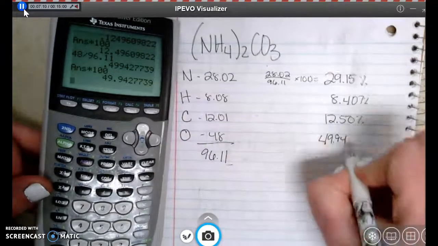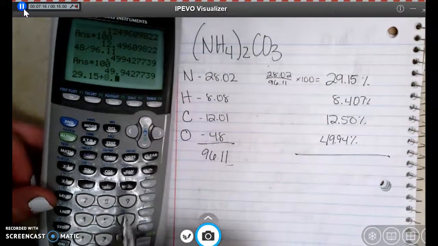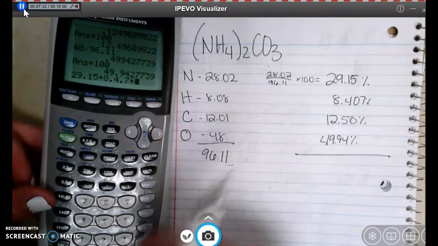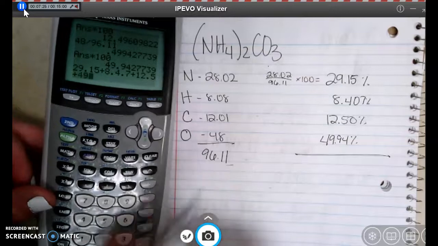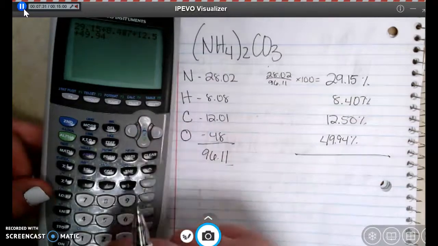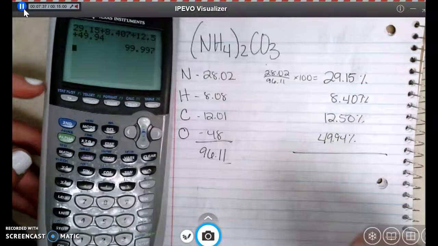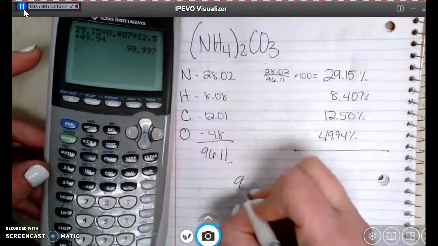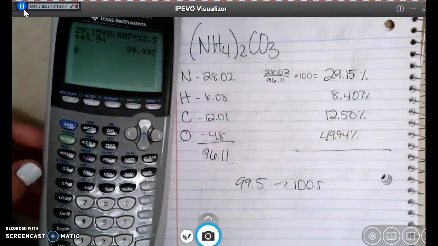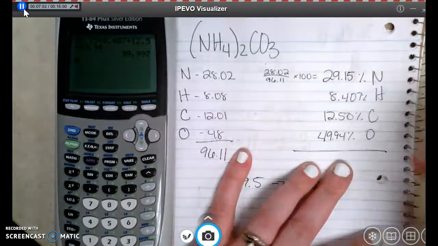These are all percentages, and we're going to add them together just to make sure. So 29.15, 8.407, 12.5, and 49.94. My answer is 99.997. As long as you get within about 99.5 to 100.5, you're pretty good. So I'm going to go ahead and call this one because that is within our parameters.